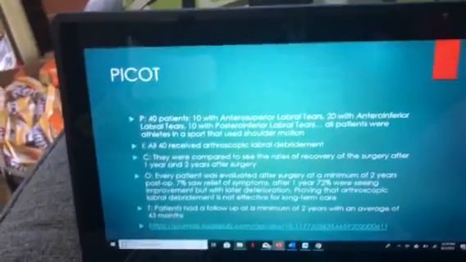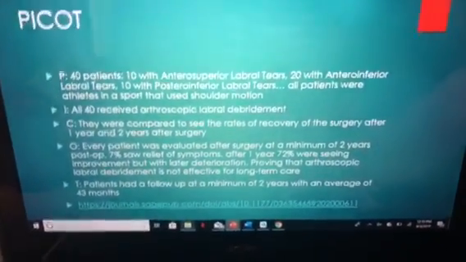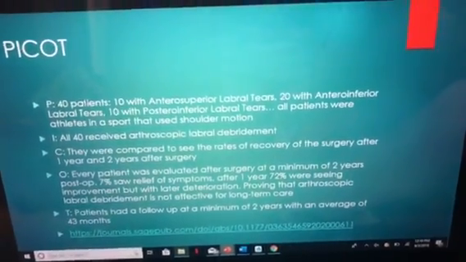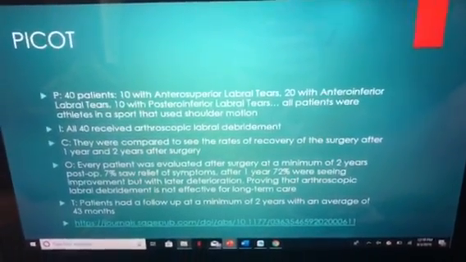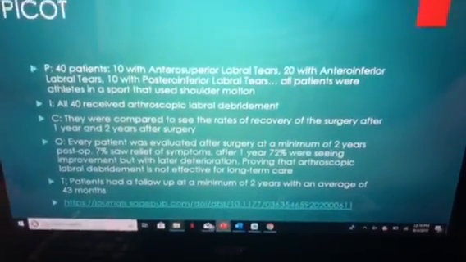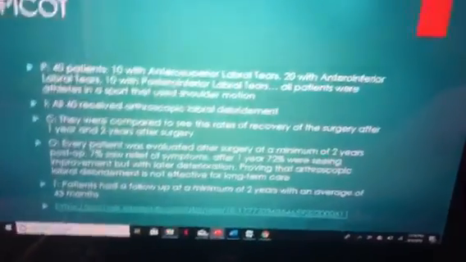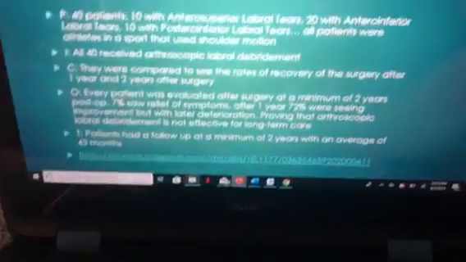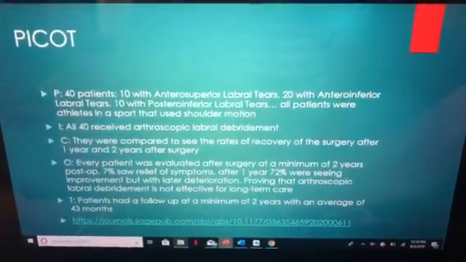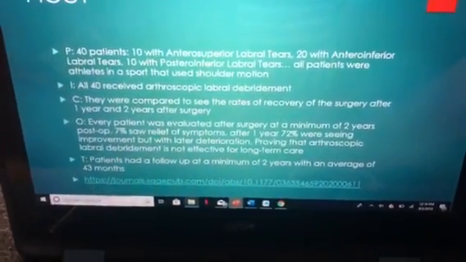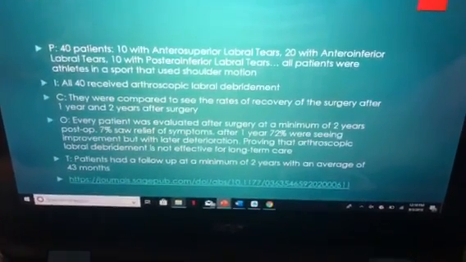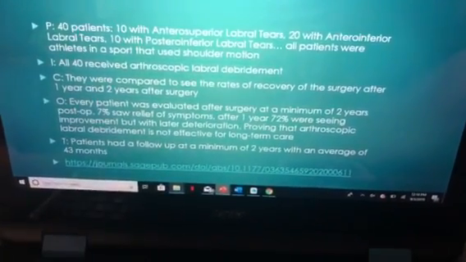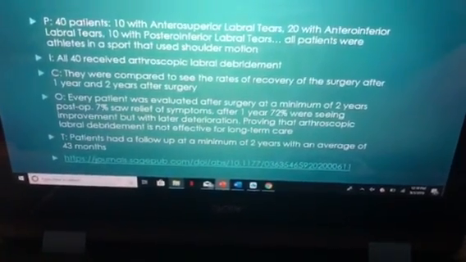For the PCOD analysis I did, I found a study, and they had 40 patients that all had different types of labral tears, which would be anterosuperior, anteroinferior, and then posteroinferior. All of them were athletes in a sport that was using shoulder motions. All 40 of them received this new arthroscopic labral debridement surgery. The comparison was they were going to see the different rates of recovery after the surgery, 1 year and 2 years after that surgery. The outcome is every patient was evaluated at a minimum of 2 years post-op.